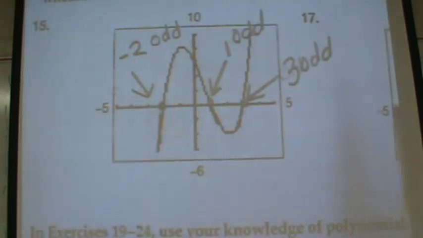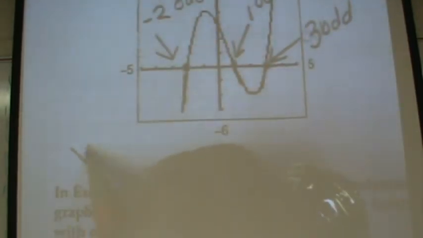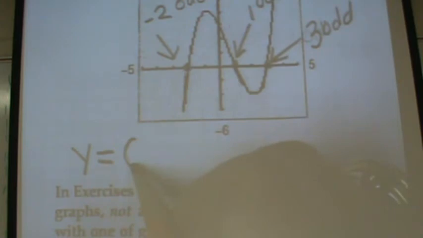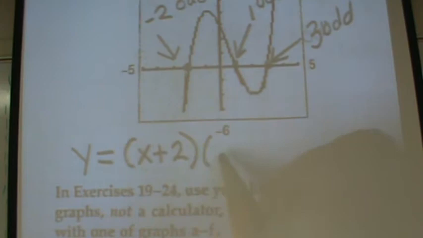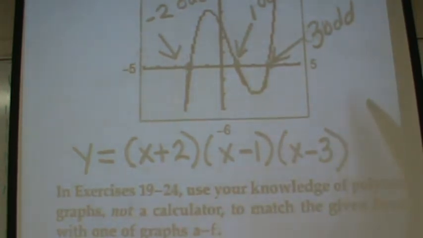Now, the last thing, can you tell me how to write this in factored form? Y equals, Caesar, what do you do? How do you write this in factored form? What do you write? X plus 2. Then what? X what? Minus 1 and X minus 3. You get this? Got it?